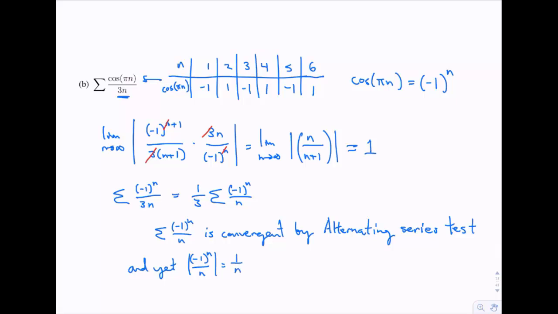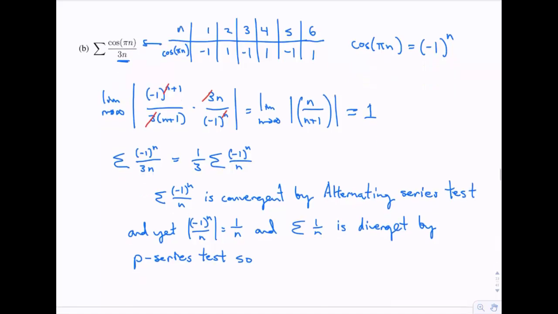And yet, when I take the absolute value of this term, we get 1 over n. And so we have the sum of 1 over n is divergent by the p-series test. Again, we've seen exactly this earlier in the section. And so therefore, our series, the sum of cosine of pi n over 3n, is conditionally convergent.